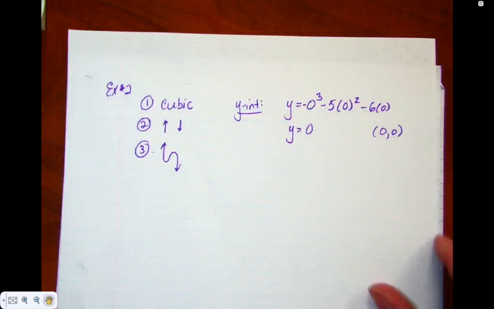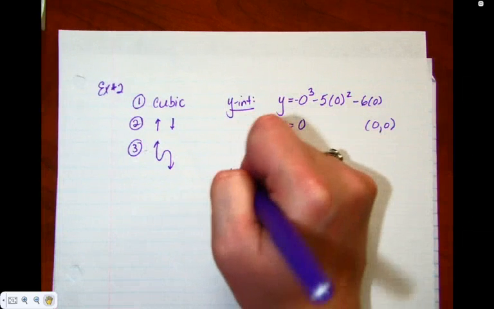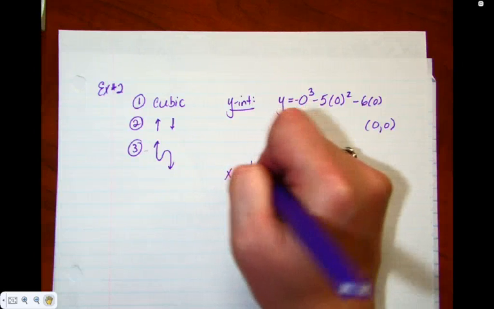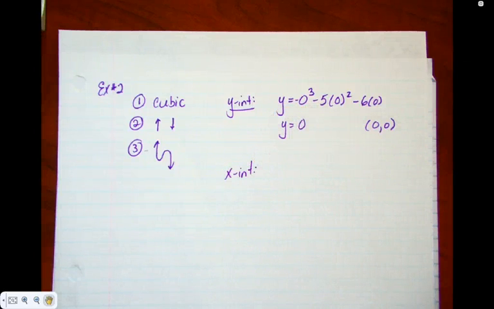They don't. No. Well, you can have holes in polynomials, as we saw in last unit.